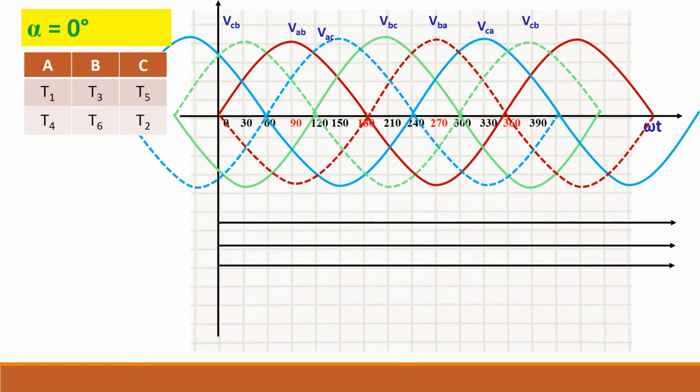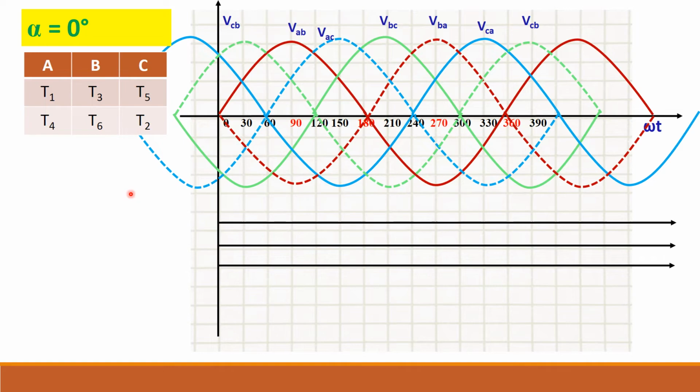Now first see how to draw the waveform when alpha is 0 degree, that is, when it acts like a diode. This is for basic understanding, but when you are writing in exam, it is not necessary to draw for alpha equal to 0 degree. This is only for your understanding. In exam you can directly write or draw the waveform for motoring mode as well as braking mode.